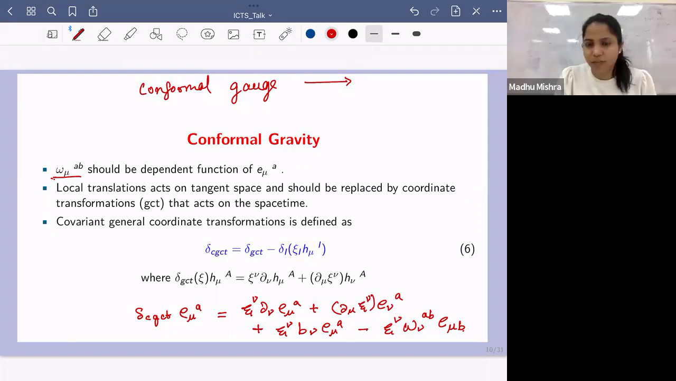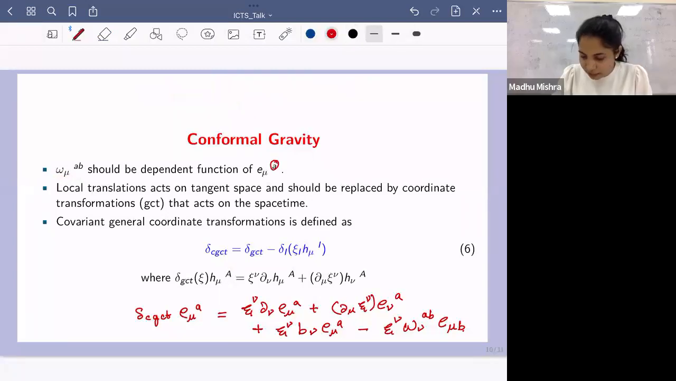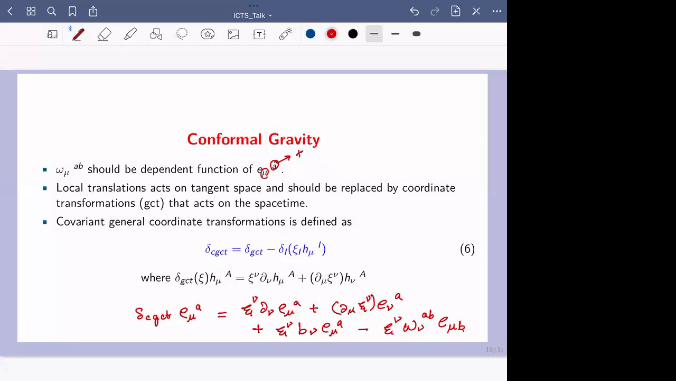Yes. Maybe you can postpone the discussion to the last or something. Yeah, sure. You can go on. A is the tangent space index. This is the space-time index. Yeah, I got it.